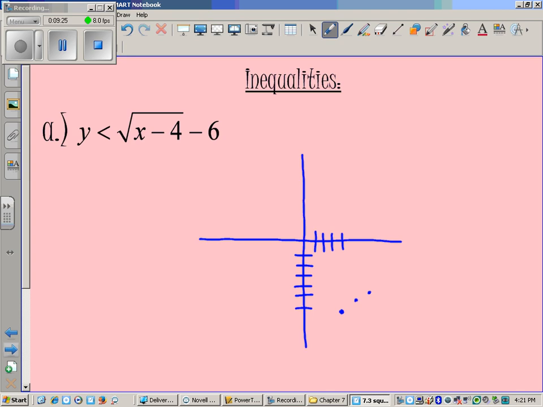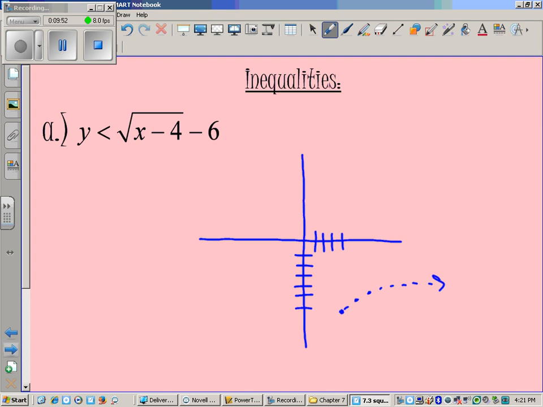Hold on. Before I draw my line, this is where my inequality comes in. If it's a less than sign, do I want a solid line or a dashed line? We've done this before with lines, right? This time we're going to have a dashed breadstick. Because it's not an equal to, because it's just a less than, we are going to do a dashed line.